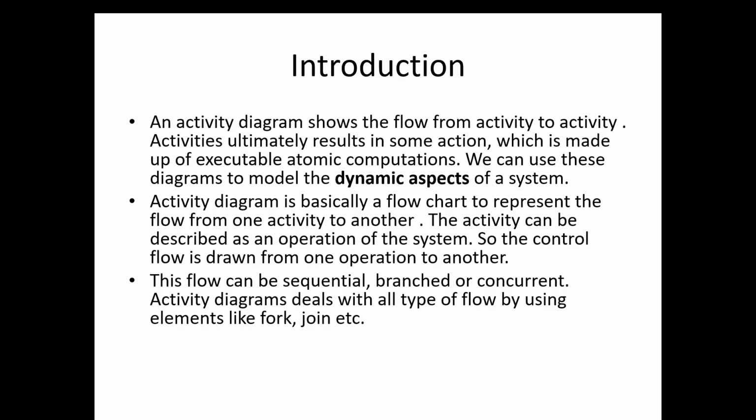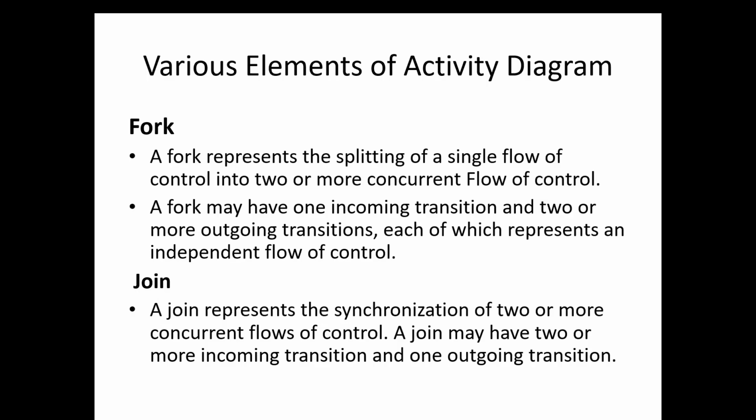So activity diagrams have various components. Like in the previous video, we discussed the use case diagram. There also various elements are associated with the use case. Similarly here, we have various elements like fork and join. So a fork symbol is used when, on a particular activity, we want to show two or more concurrent flows. Then a fork is to be placed after that activity. So a fork may have one incoming transition and two or more outgoing transitions. Means input is one but output could be more than one.